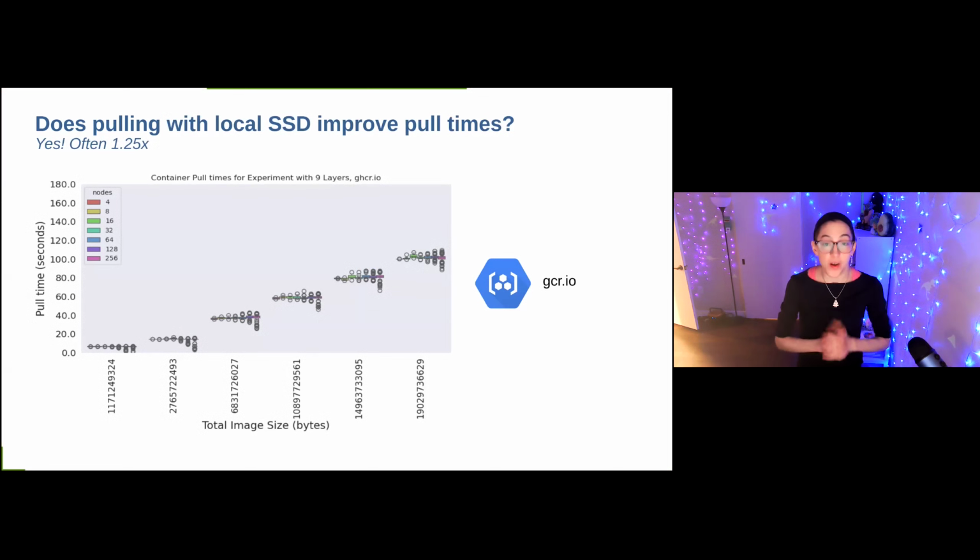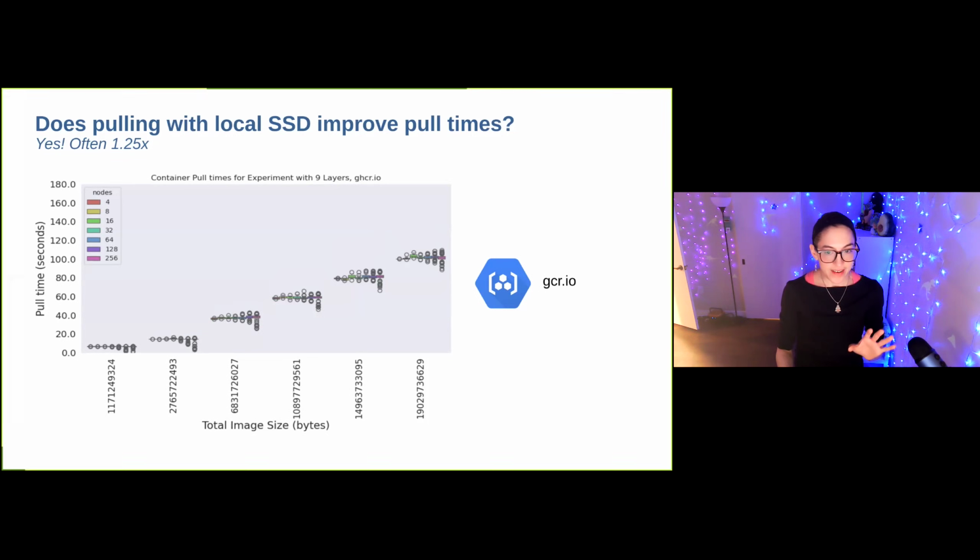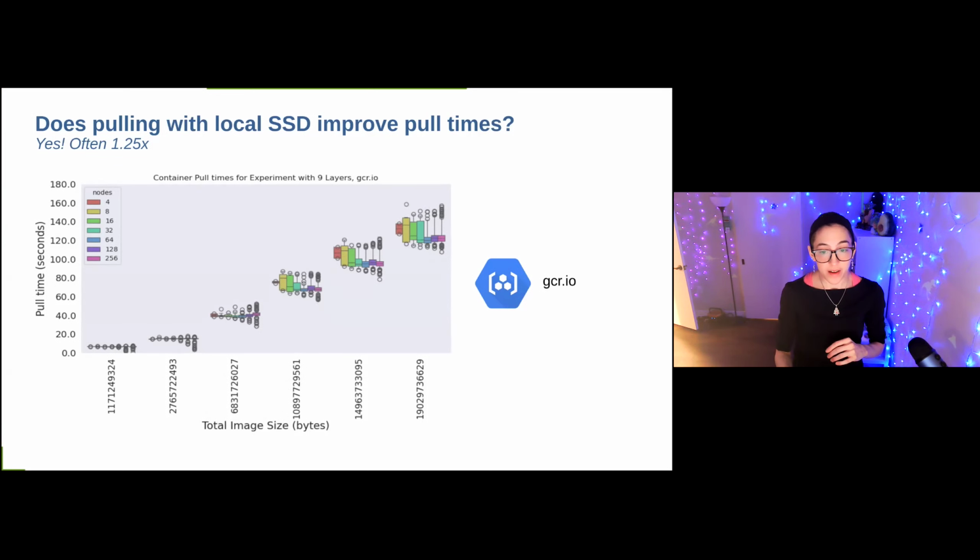Now, does pulling with a local SSD solid state drive improve times? Absolutely, often 1.25 times. So here we see, at this point, we're using gcr.io because I chose one. And we can see the before. So here's actually the before, gcr.io without a special file system. And when you add it, it goes down. And so these are very cheap. Just right off the bat, if you have no time to think about things, add on a local SSD, and you're going to have a little bit of savings.